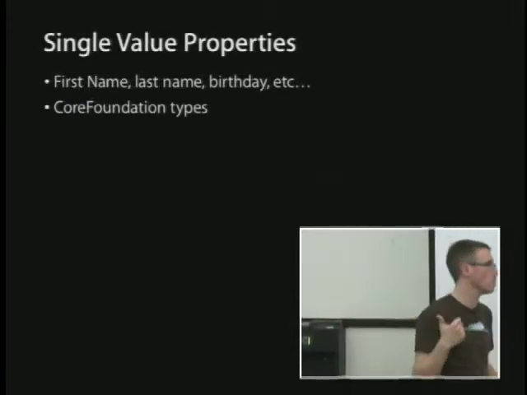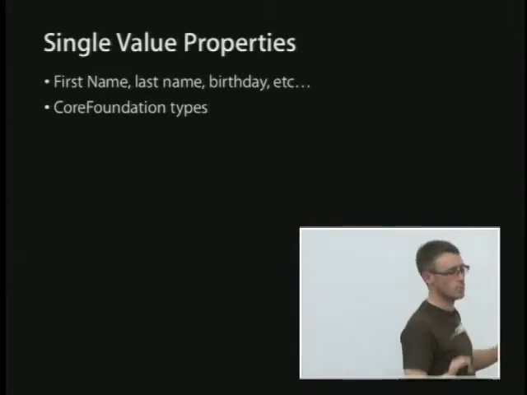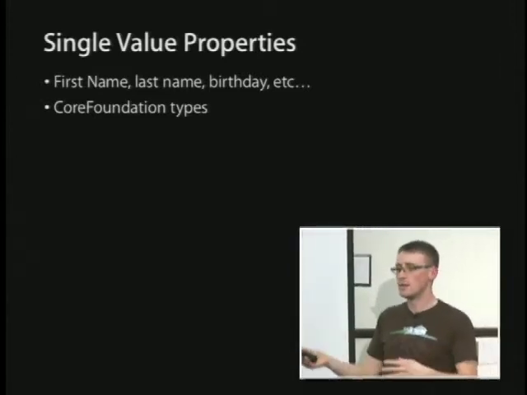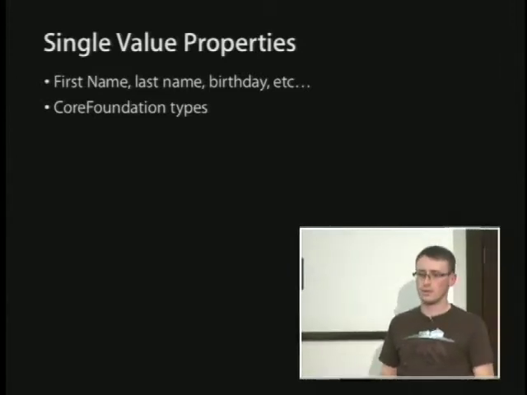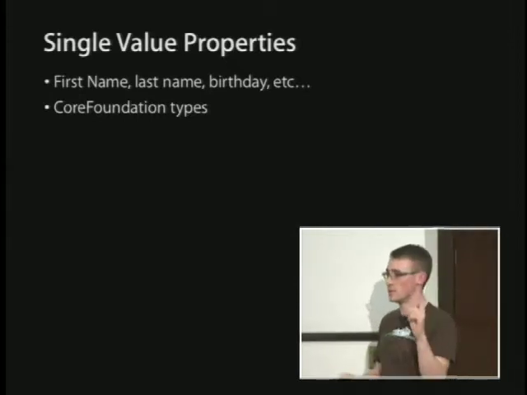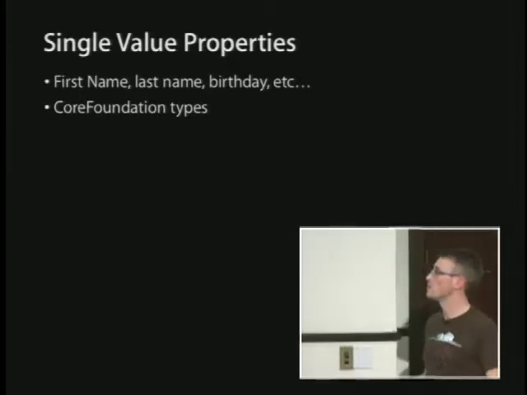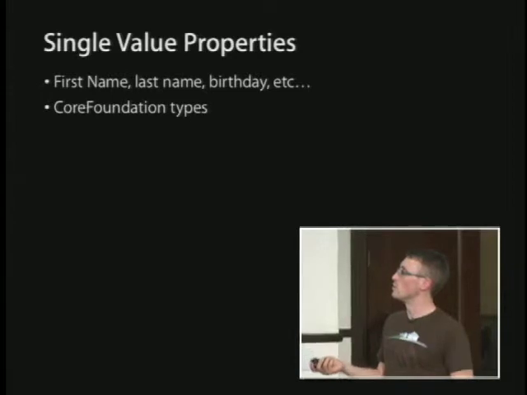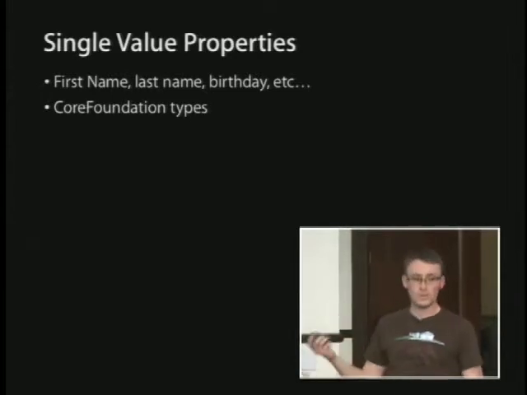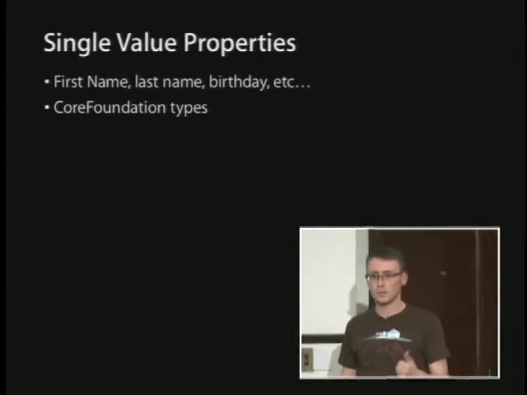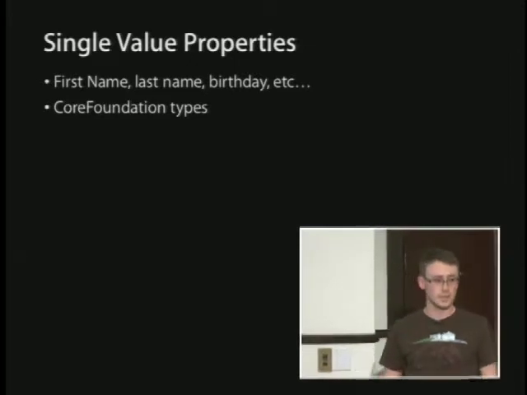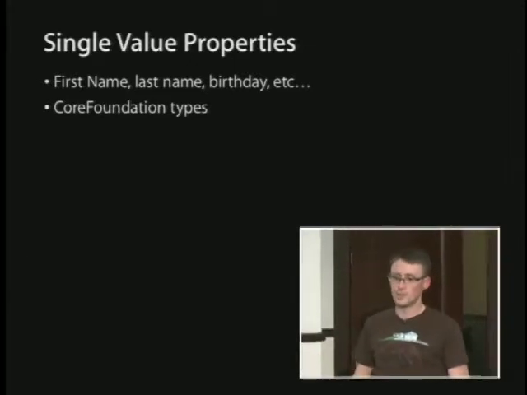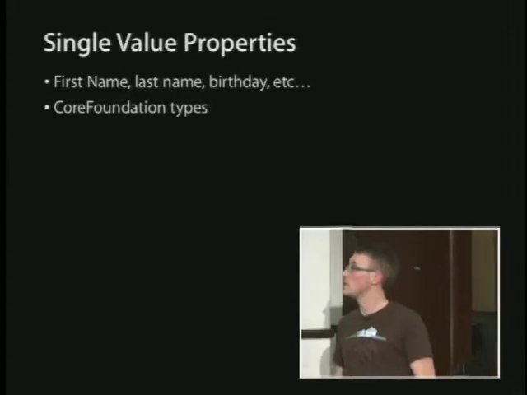The first kind of property we're going to talk about are the very, very simple ones. The first name, the last name, the birthday. All those things you typically only have one of, unless you have two birthdays somehow, but I don't know how that works. So again, all those things are Core Foundation types, meaning the first name is going to be a CFString. The birthday is going to be a CFDate, and so on.